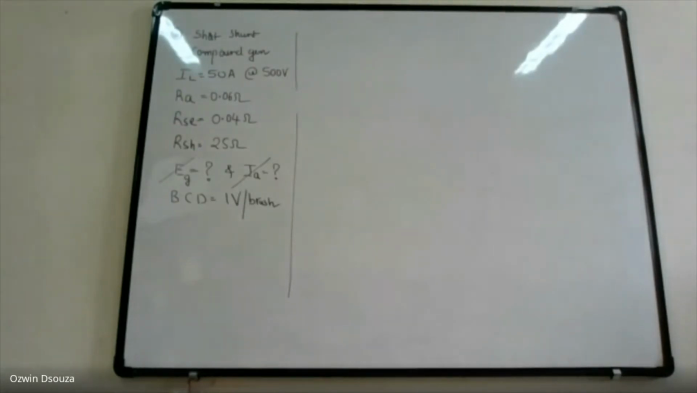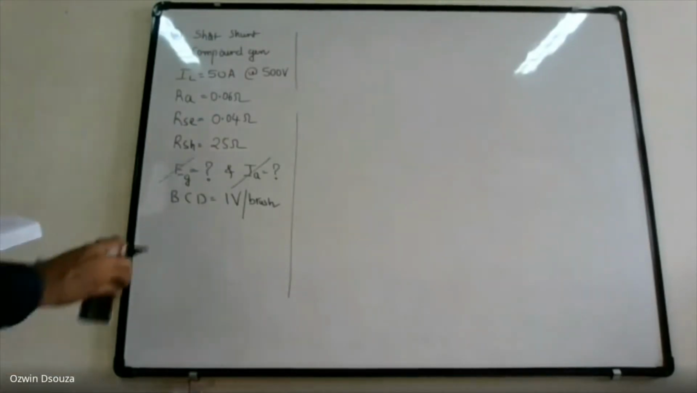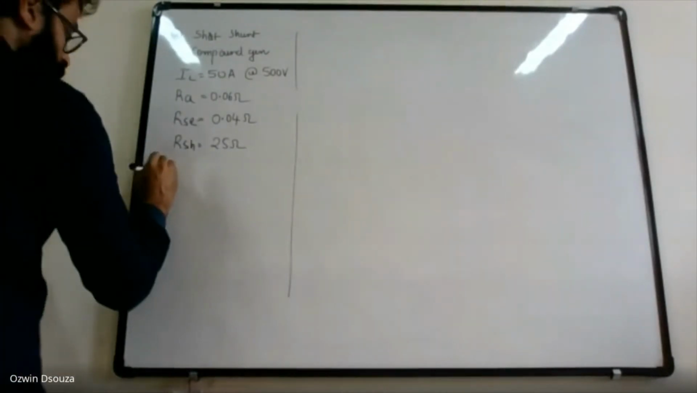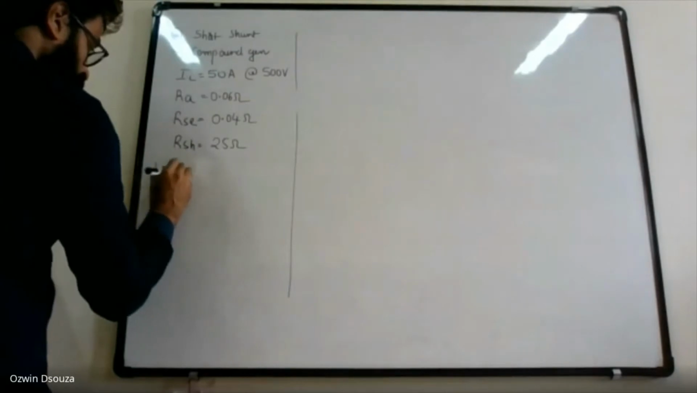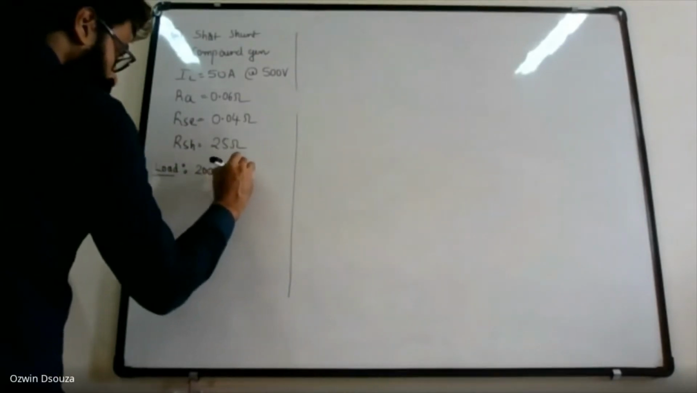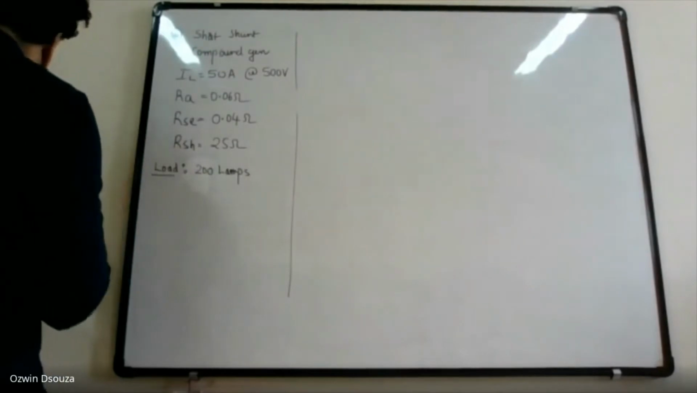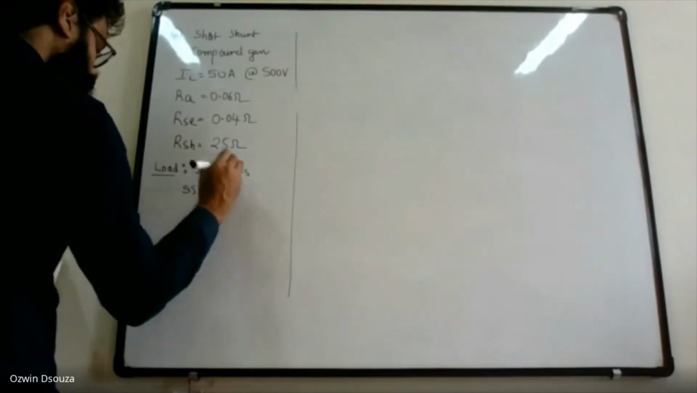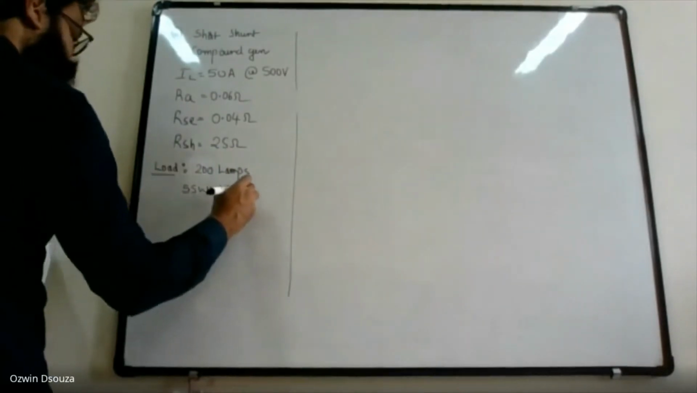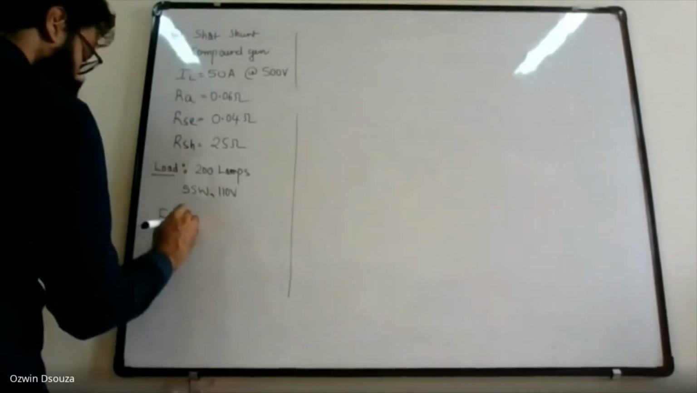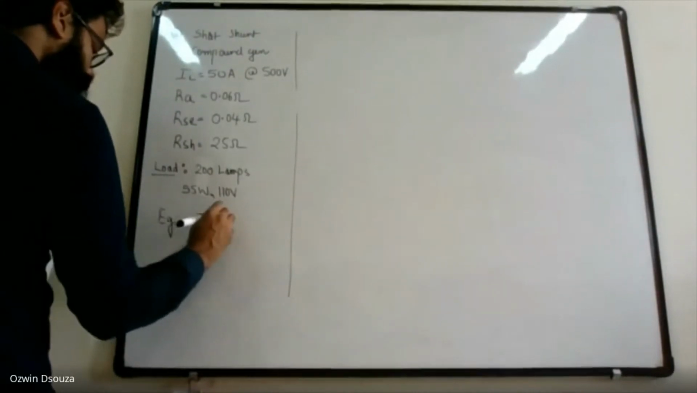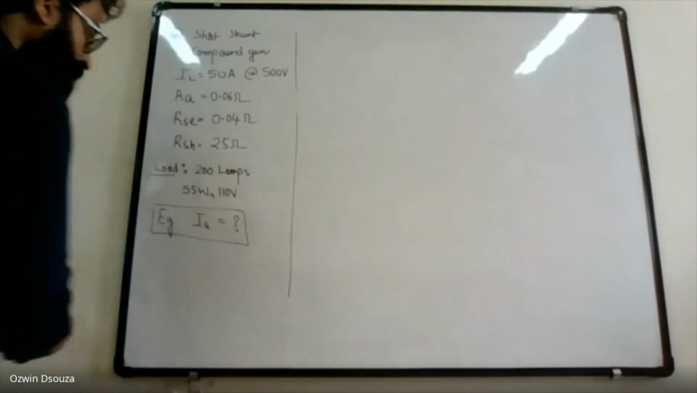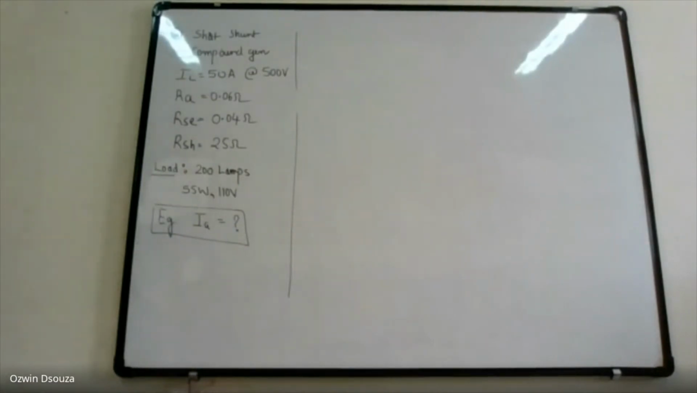The load consists of 200 lamps, each rated 55 watt on 110 volts. Find the generated EMF and armature current. So the same thing you are supposed to find. EG and IA need to be found. Alright, so this is the given problem.